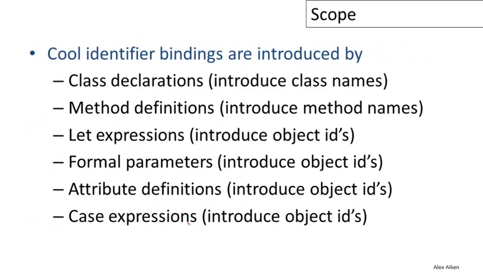In COOL, identifier bindings are introduced by a variety of mechanisms. There are class declarations, which introduce class names, method definitions, which introduce method names, and then there are several different ways to introduce object identifiers. These are let expressions, formal parameters of functions, attribute definitions in classes, and finally the branches of case expressions.